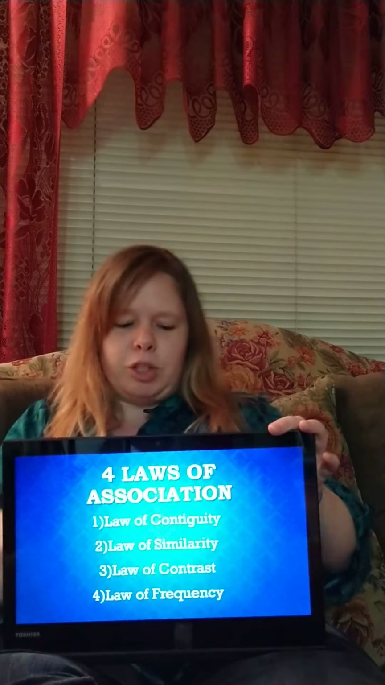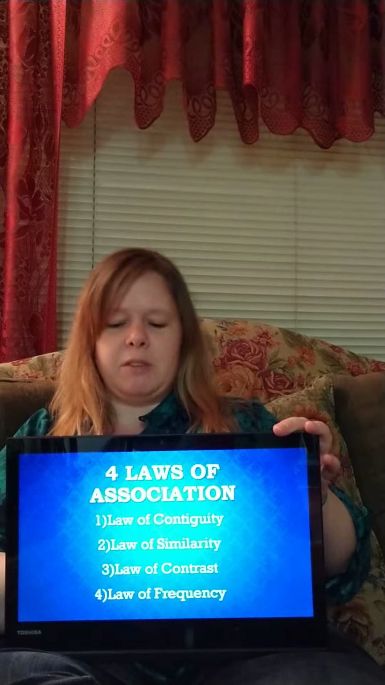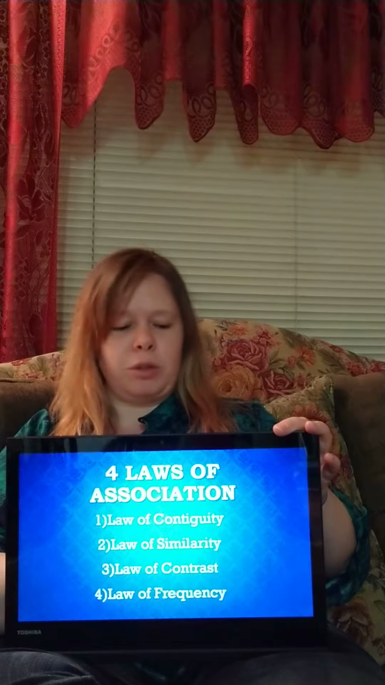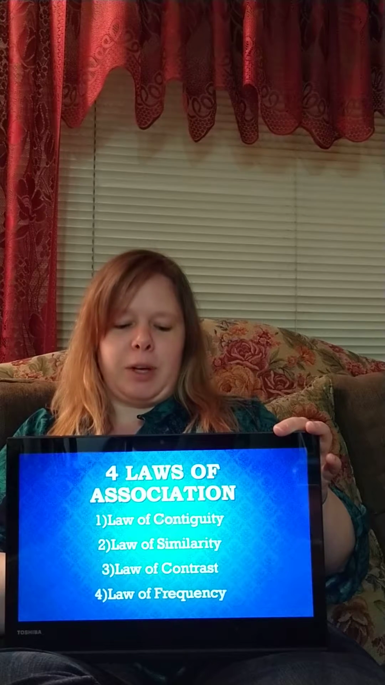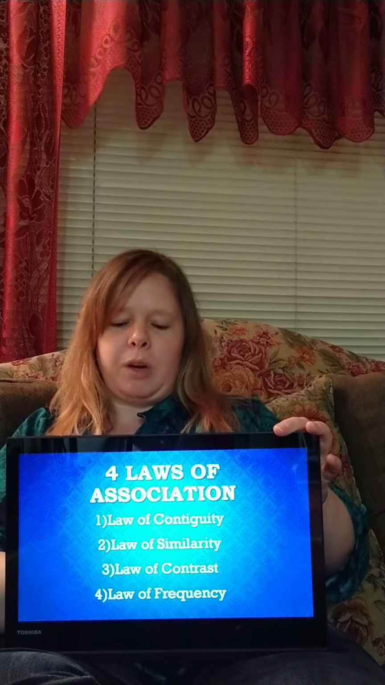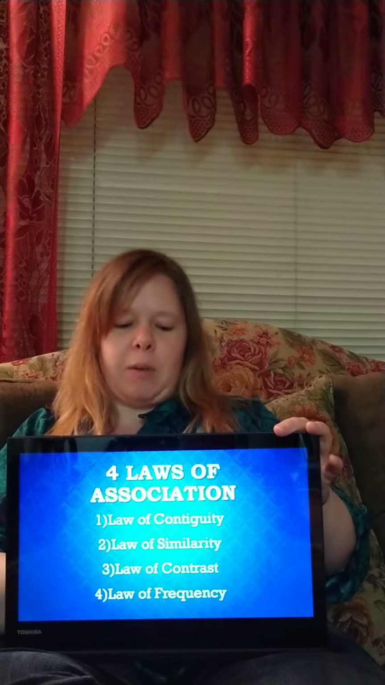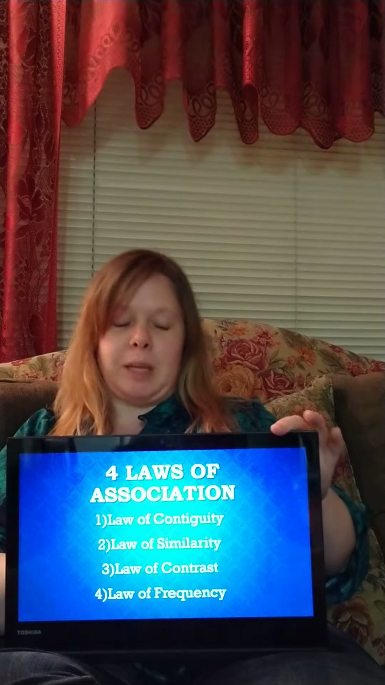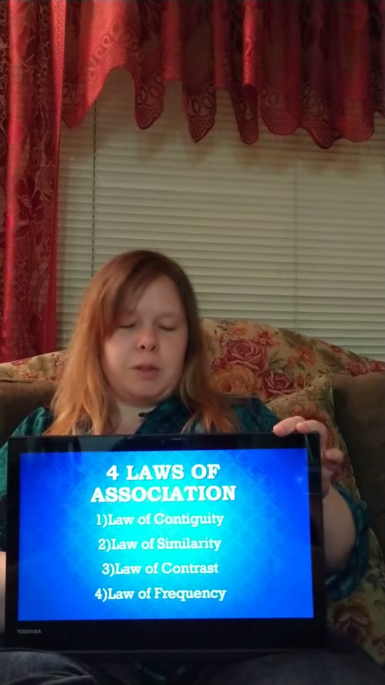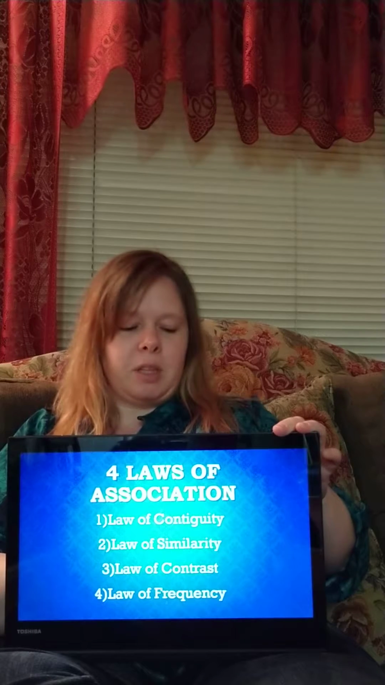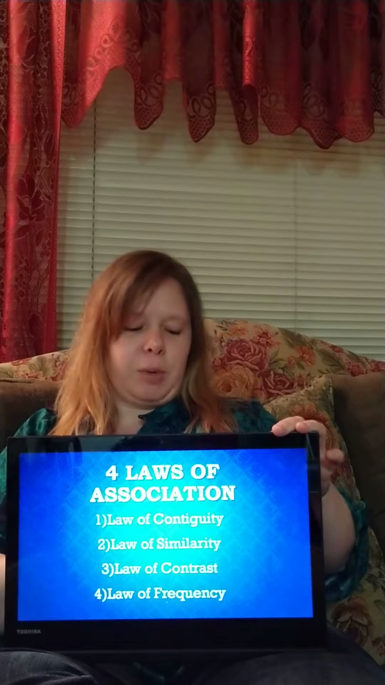The 4 laws of association are based off of memory and recall. He believed that in order to associate one thing with something else, we had to have experienced it in the past. We are able to recall that experience through our memories, which are created due to our sense perceptions. The 4 laws of association are as follows: law of contiguity, law of similarity, law of contrast, and law of frequency.